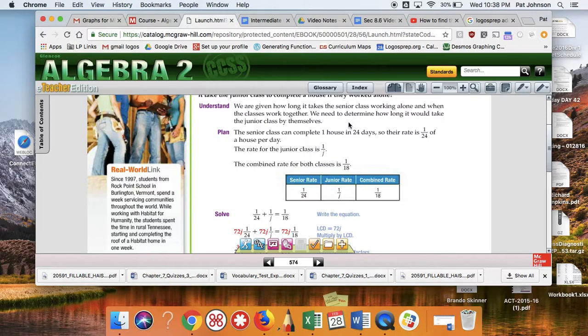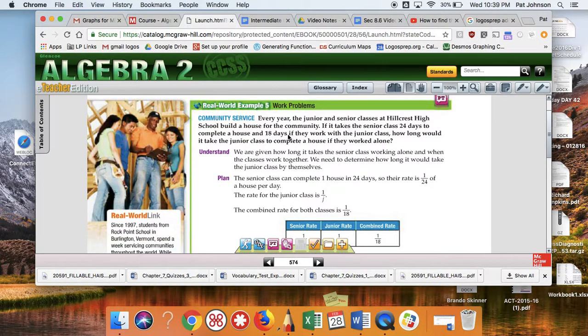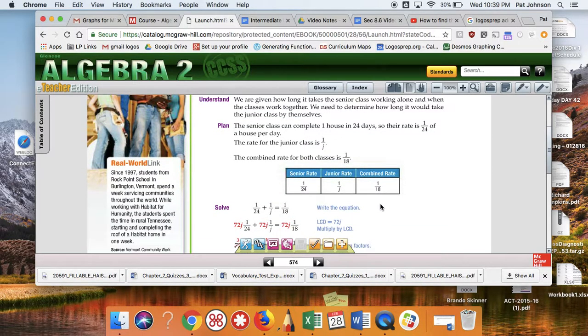So the senior class can complete one house in 24 days. So that is their rate. So the rate is 1/24 of a house. The rate for the junior class is 1/j. Okay. The combined rate for both classes is what? 1/18. Okay, so we know the senior rate plus the junior rate is going to give me the combined rate.